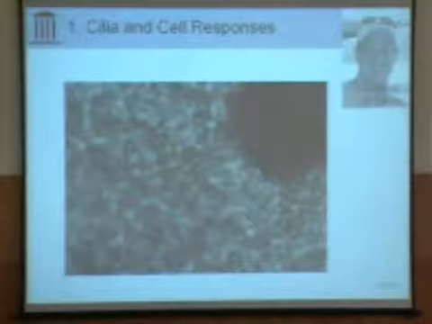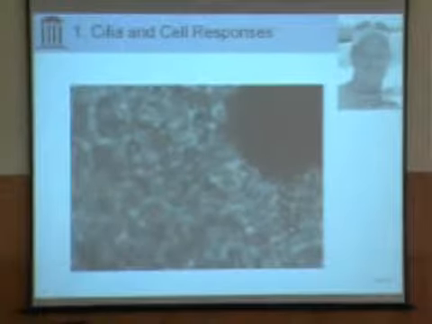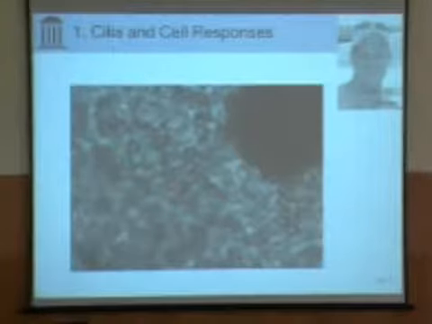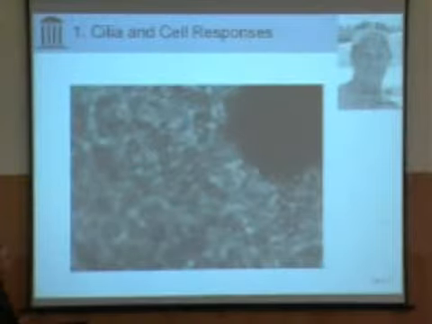Unfortunately, this movie, of course, isn't playing, but this is what it looks like. And if the movie was playing, you'd see these beads going back and forth. And then when we turn on the magnetic field, the bead is pulled, the beating stops, and we stall the cilia, and we can measure that.